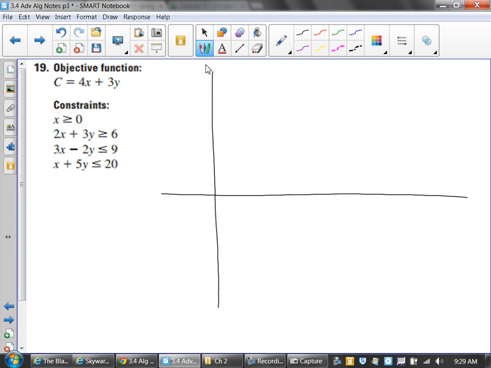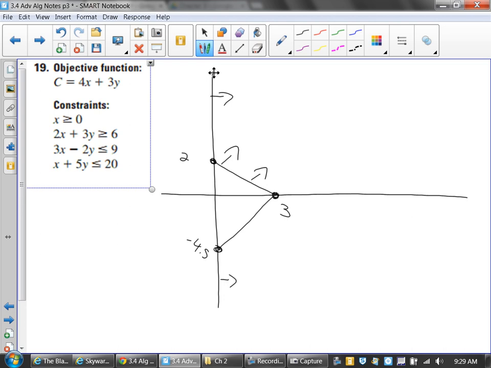Cover and solve for the second one. X-intercept of 3, y-intercept of 2. And it's going outward. And I know it's going this way as well. Cover and solve again. 3 and negative 4.5. I don't think it's negative. I got negative.